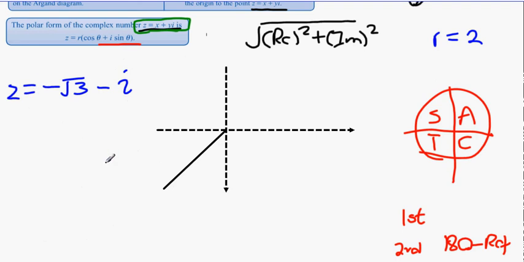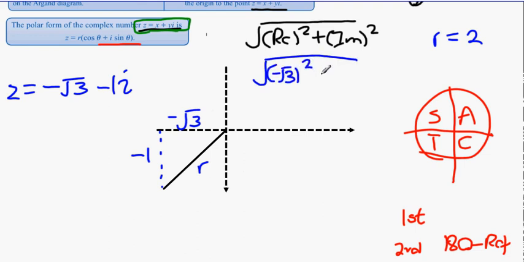Okay, so what we're going to get here is once again it's in the third quadrant. It's minus 1i here and root 3 here. Now we're going to start off by getting the r value. The r value once again is the square root of minus root 3 squared plus minus 1 squared. Put that into the calculator and we find out that it's going to be equal to 2. So our r value equals 2.